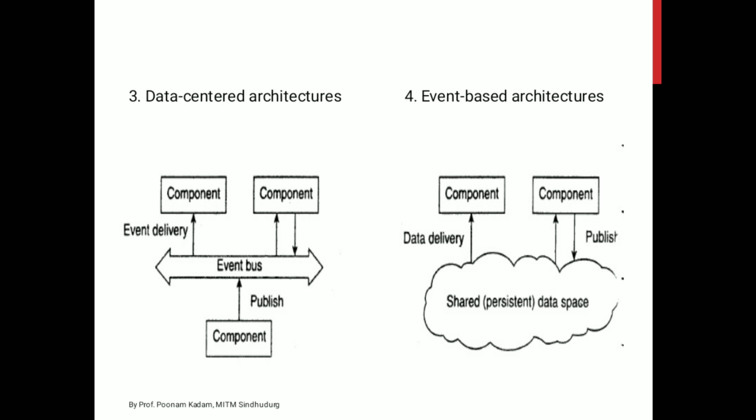The third style is the data centered architecture. Here the idea is that processes communicate through a common repository. That common repository may be passive or active. You can see the event bus here. It can be argued that for distributed systems these architectures are as important as layered and object based architectures.